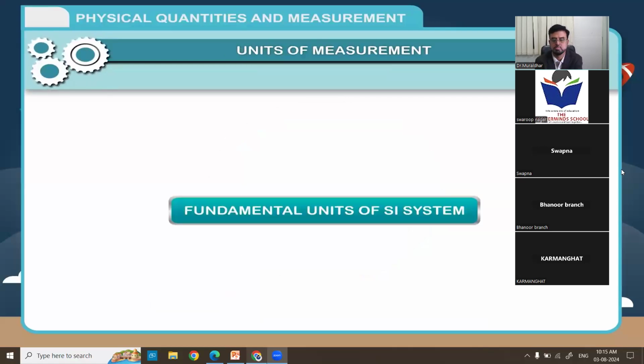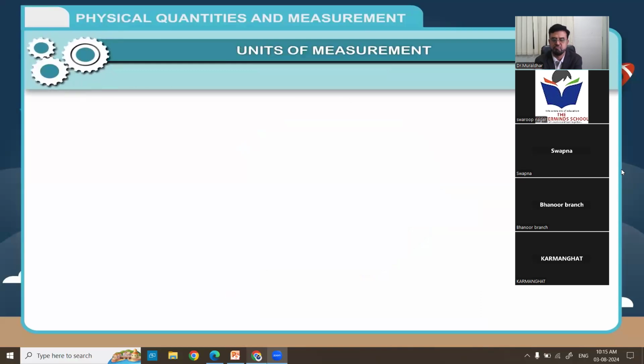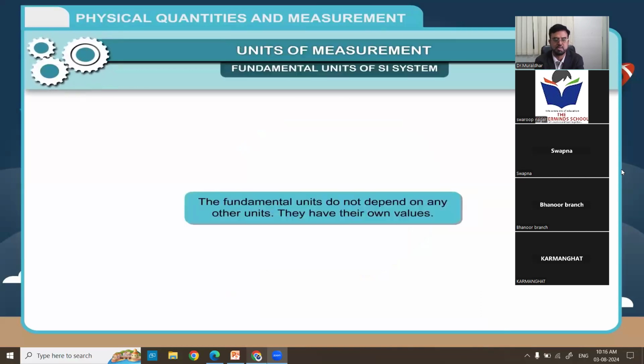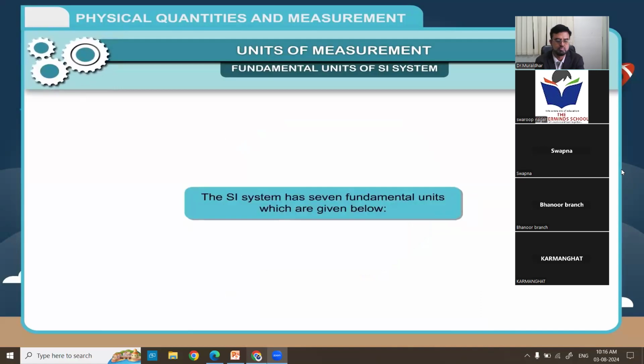Fundamental units of SI system. The fundamental units do not depend on any other units. They have their own values. The SI system has 7 fundamental units which are given below.